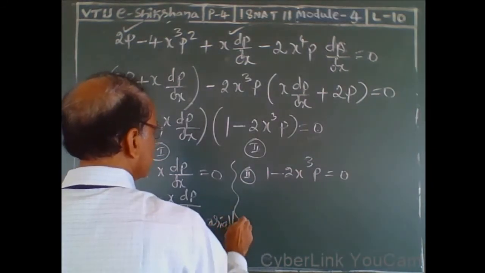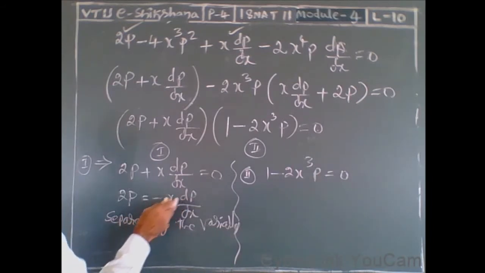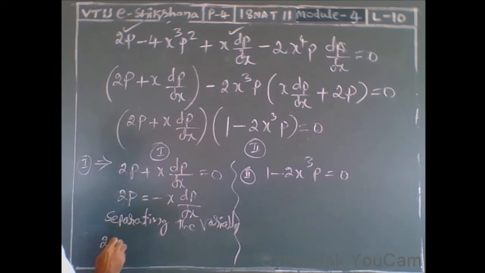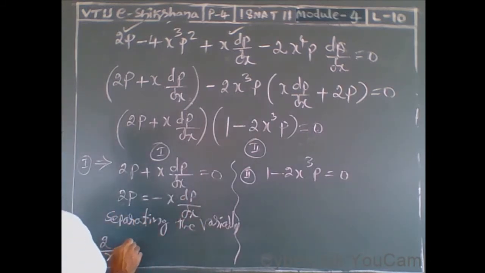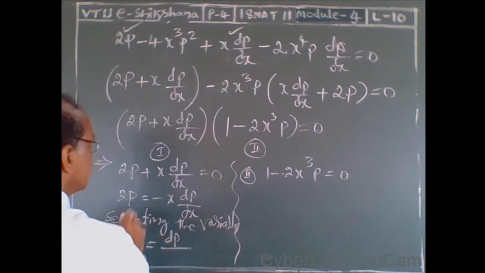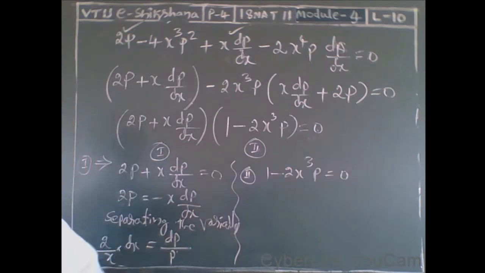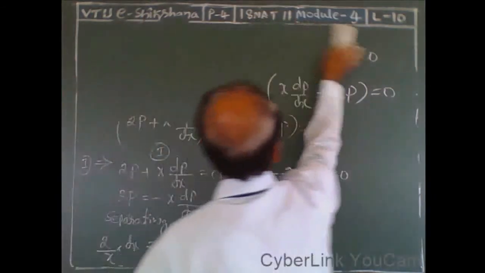What variables are you going to separate? p separately and x separately. That means dp and p, you bring it to the left side. 2 times divided by minus of x I will take here, otherwise minus I can leave there also, then into dx is equal to dp divided by p. This is one differential equation where I am going to solve for p.